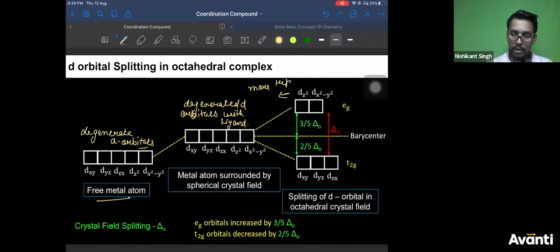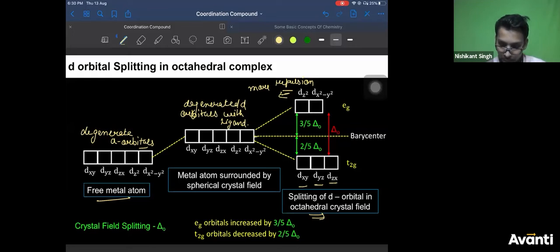They face more repulsion, and dxy, dyz, dzx face less repulsion because their lobes are lying in between the axes and the ligands are coming along the axes. Therefore, their energy decreases. Correct? Right? Yes, Ravi Kiran, correct. Now the question is how much energy is increased and how much energy is decreased.